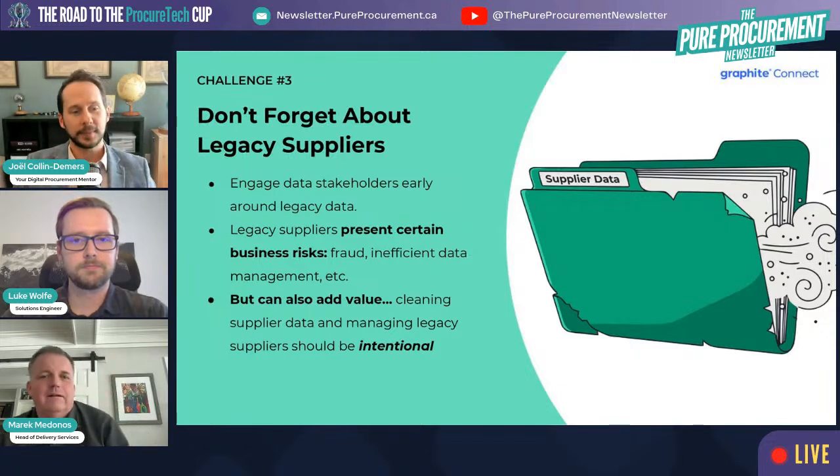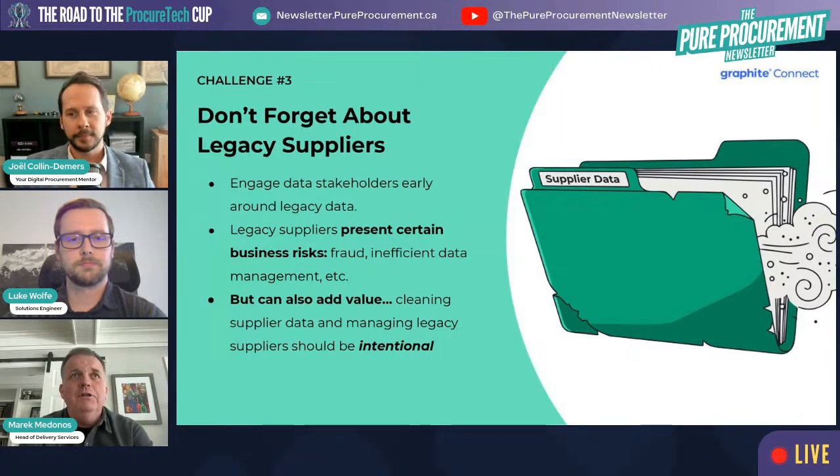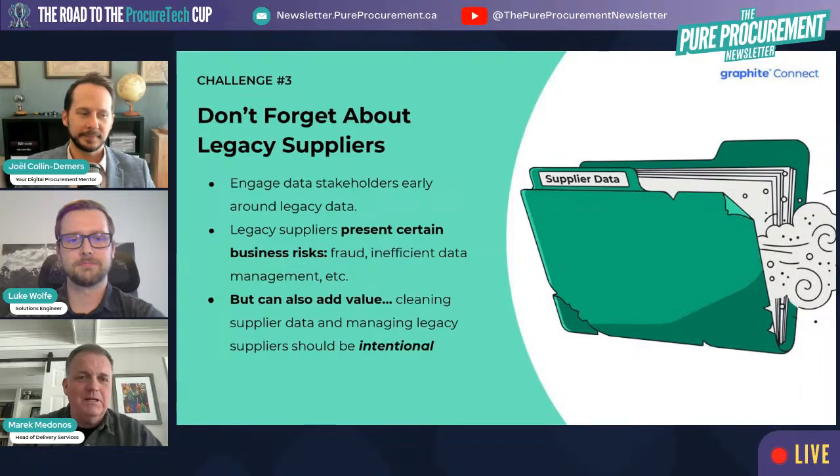Yeah, real quick here, just in the interest of time. So the third challenge, when we thought about this, really has to do with data, right? In this case, we're highlighting what we call the legacy suppliers. These are the suppliers that are in your network, in your systems, that you're doing business with before you bring on an SRM solution like Graphite. Look, in any application, data can be your best friend or your worst enemy.